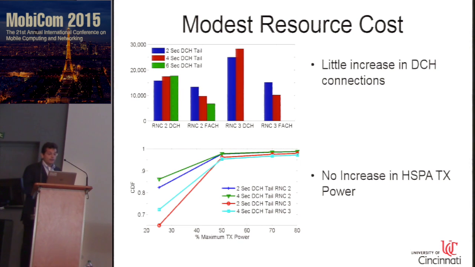So the increased time spent in the resource-intensive DCH state will require additional network resources. However, somewhat surprisingly, the increases were quite modest.